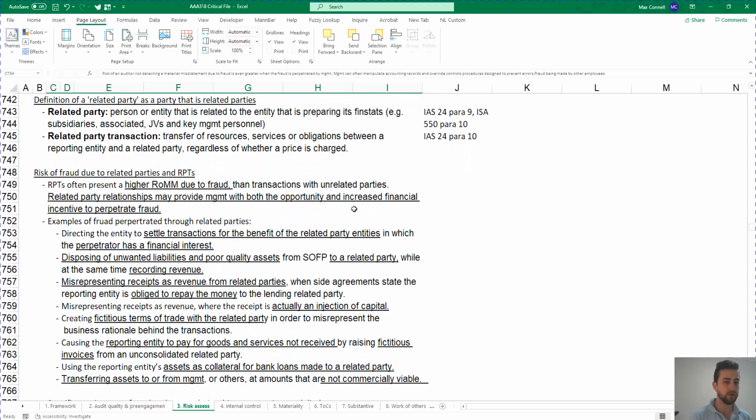Some examples of fraud perpetrated through related parties are directing an entity to settle transactions for the benefit of related parties in which the perpetrator has a financial interest, disposing of unwanted liabilities and poor quality assets to a related party while at the same time recording revenue, misrepresenting receipts as revenue from related parties when side agreements state the reporting entity is obliged to repay the money to the lending related party, misrepresenting receipts as revenue where the receipt is actually an injection of capital, and creating fictitious terms of trade with the related party in order to misrepresent the business rationale behind the transactions.